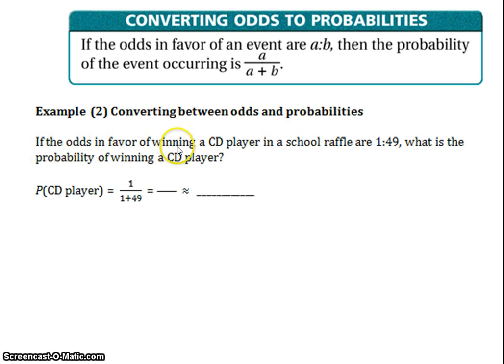If the odds in favor of winning a CD player at a school raffle are 1 to 49, what is the probability of winning the CD player? Again, they are asking probability. So we're converting from the odds of 1 to 49 to probability. So the probability of winning the CD player would be 1 over 1 plus 49. Please simplify that and go ahead and write that as a percent over here.